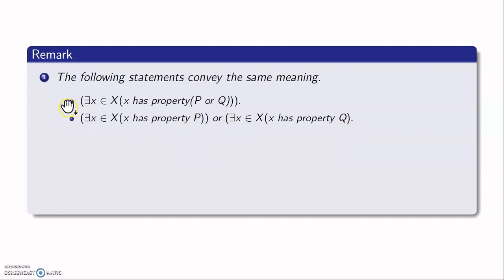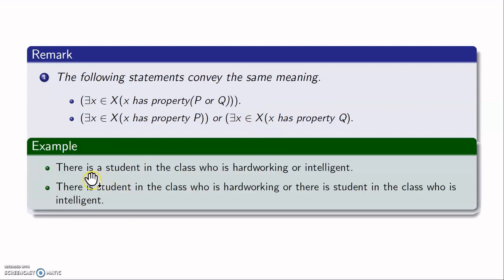Okay. So in the first one, you are able to find one point in X which has either one of the properties P or Q. And in the second one also, you are able to find one point which has property P, or you can find one point which has property Q. Okay, so these two convey the same meaning. For example, you can look at this. There is a student in the class who is hardworking or intelligent. I can also write this statement as there is a student in the class who is hardworking, or there is a student in the class who is intelligent. So both these will convey the same meaning.